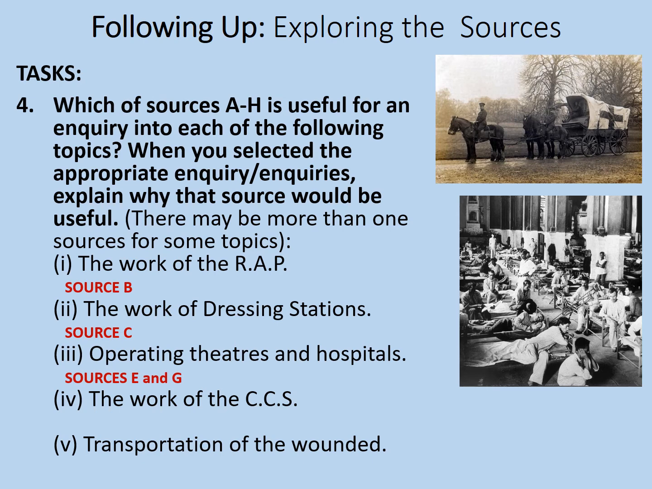The operating theatres and hospital? Well, there's actually 2 here. Sources E and G both give really relevant information for that. The work of the casualty clearing stations is mentioned several times, but best in sources D, G and H. And the transportation of the wounded, the best fit there is source A, that describes the conditions on the trains and how they were used, and source F, that publicity photograph showing how the carriages were laid out. Okay, make any corrections that you need to, and then we'll move on.